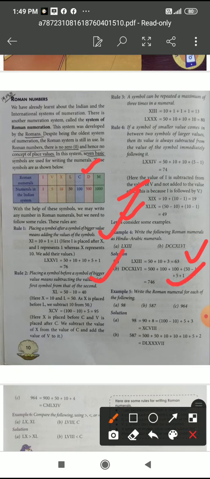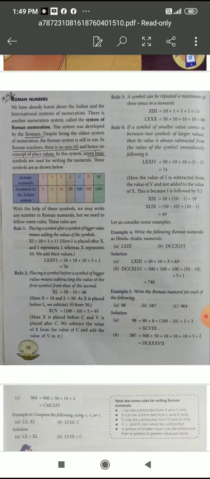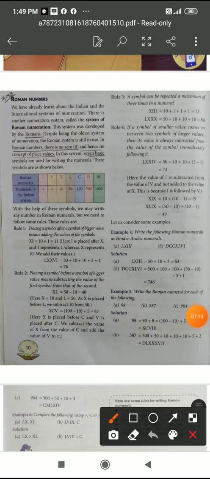Clear? So this table is very important. You first learn this table, then you can do it. Otherwise, you can't do it. Then comes, children, example 5.